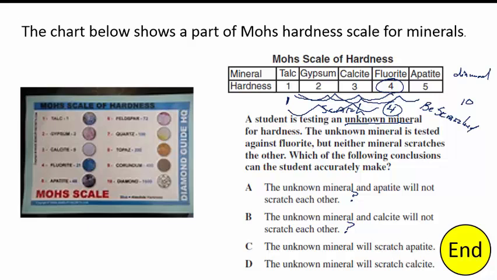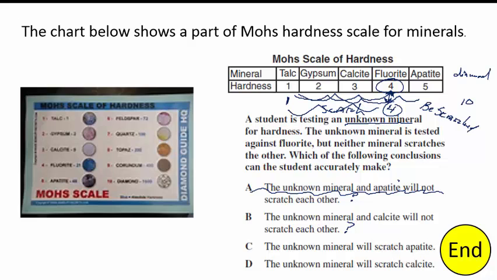So the reason I can assume that it's probably a 4 is because the data we collected says, well, we couldn't scratch the fluorite and the fluorite couldn't scratch it, so we're going to give it a 4. So the unknown, let's read these statements again. The unknown mineral and apatite will not scratch each other. Well, we know it's a 4, so that's not true. So A's out.